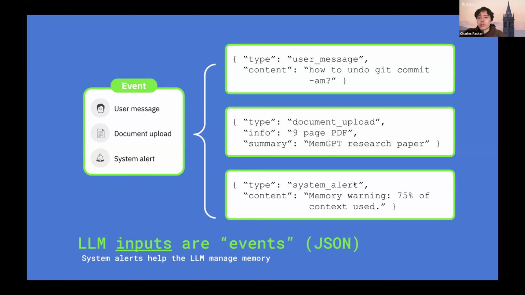And we also do things in MemGPT like system alerts. So we will tell the LM, hey, you're running out of context and your memory is going to be flushed at a certain point. You should think about if you want to save anything explicitly.